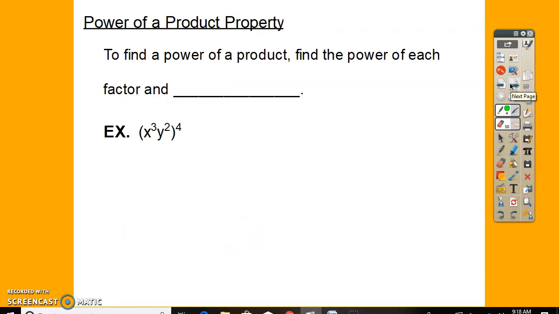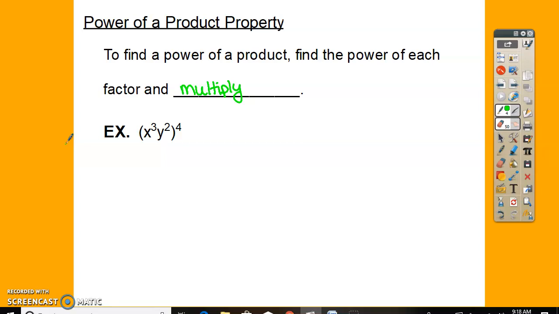Okay, last property is power of a product property. Right? So to find the power of a product, find the power of each factor and multiply. So this is just increasing what's going on as your base. Okay? The process, again, doesn't change much from the previous examples, but now we're increasing the size of our base. We have multiple pieces connected in our base.